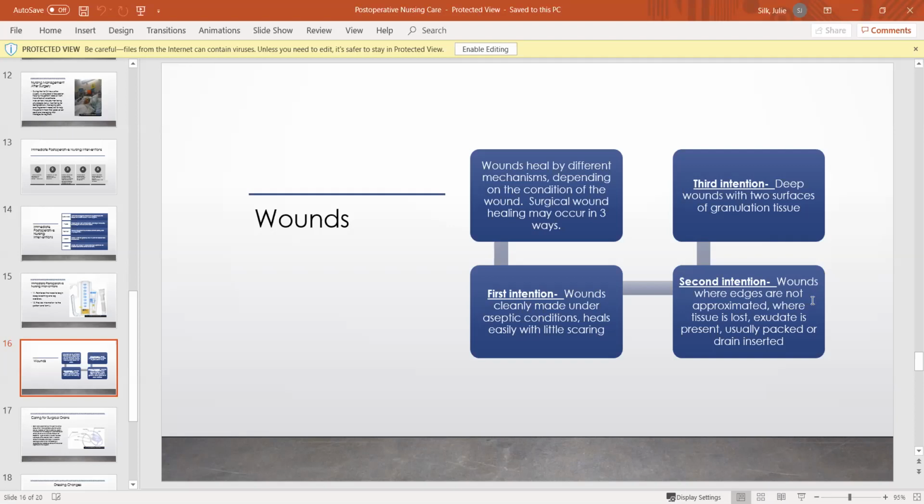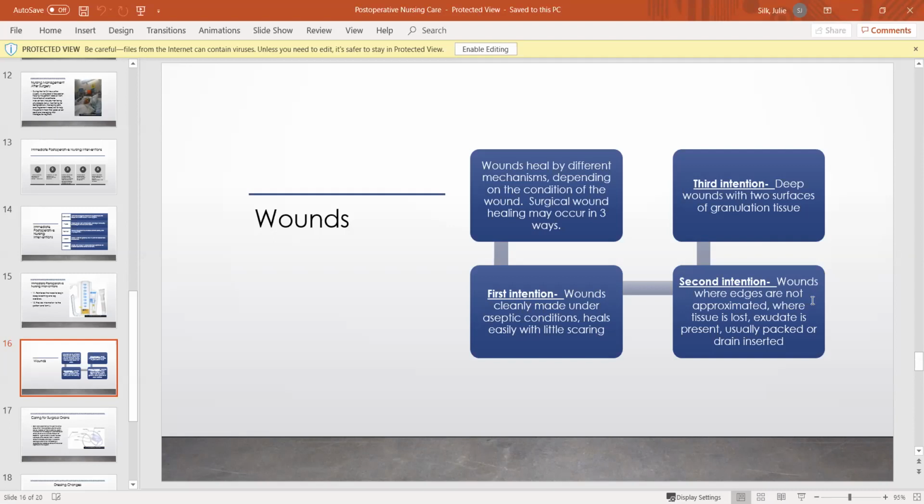Third intention healing is very similar to second intention, but there are slight differences. Third intention healing means that the wound is even deeper than second intention. It's really deep, and it's not closed up right away. So it has two surfaces of granulation tissue. When you think third intention healing, think about someone who has a wound that's infected.